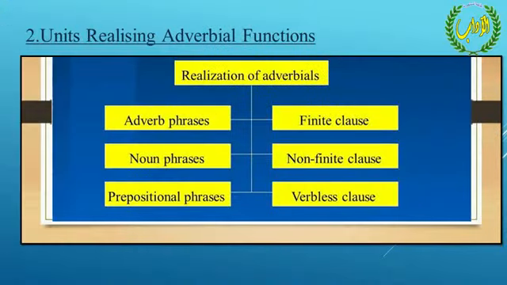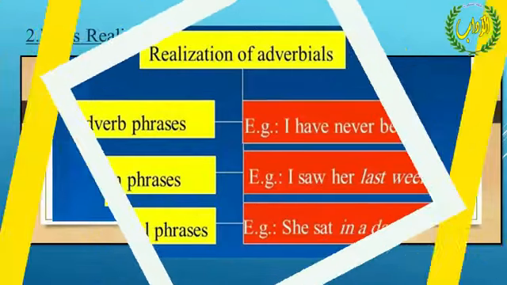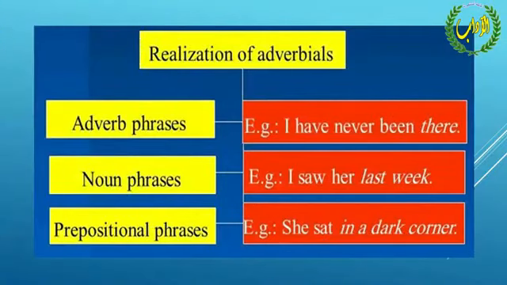The second point that I want to focus on is the units realizing adverbial functions. Adverbials can be realized through adverb phrases, noun phrases, prepositional phrases, finite clauses, non-finite clauses, and verb plus clause, and we will have some examples of each one of these. For adverb phrases, we have an example like I have never been there. Noun phrases as in I saw her last week. Prepositional phrases like she sat in a dark corner.